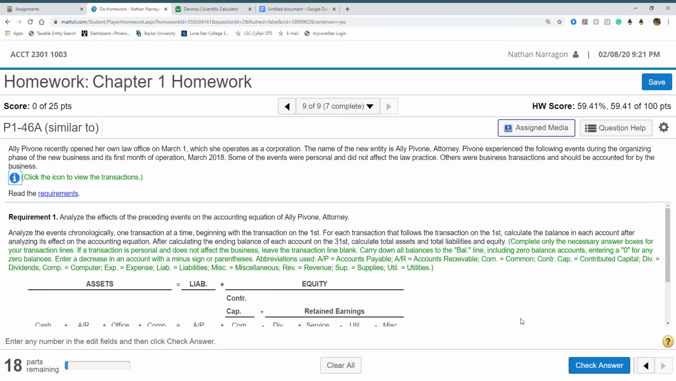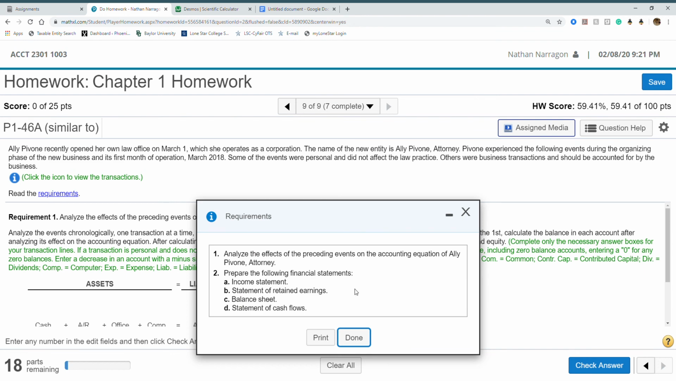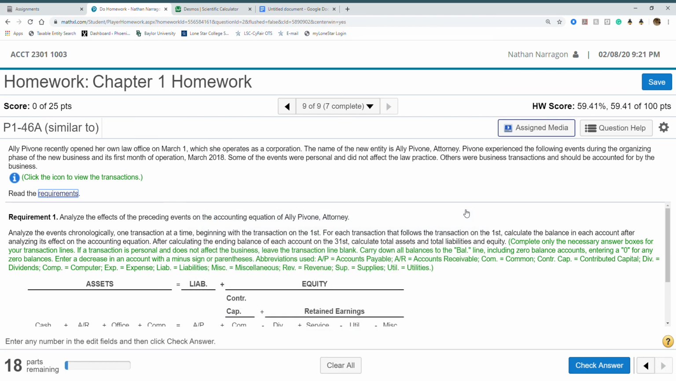First, calculate the balance in each account, analyze its effect. After calculating, yeah, all I see is an analysis, the requirements, and you're going to prepare the financial statements. So yeah, you're basically going to be doing everything. So if you have a question on this, please let me know. Remember to hit save, and you'll be good to go. But this one is just basically an overview of everything we've done, except for the statement of cash flows, but that one's a little bit easier to do.